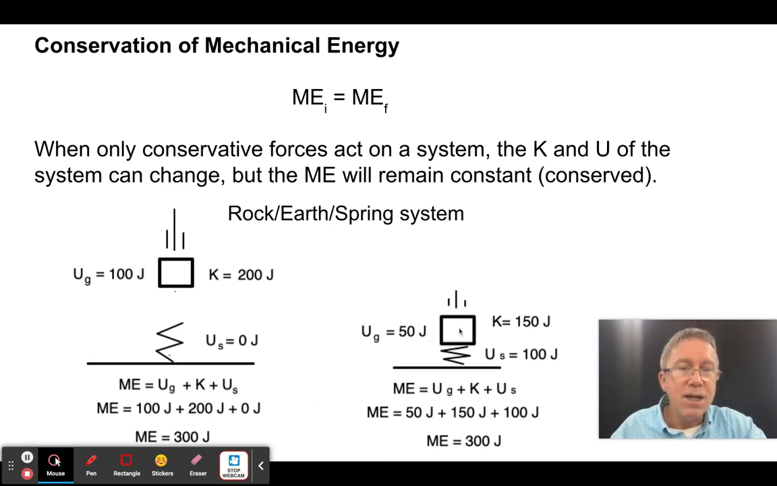So the rock hits the spring and it slows down. What happens is it's now closer to the ground, so it only has 50 joules worth of gravitational potential energy because it's moved closer. The spring is pushing against it, so it's slowed down. Instead of having 200 joules worth of kinetic energy, now it's only got 150 joules worth of kinetic energy. Well, that means I must have 100 joules worth of spring potential energy, because the total is going to be 50 plus 150 plus 100, which is 300 joules. That's the same amount I started with. Since the spring and gravity are both conservative forces, the law of conservation of mechanical energy applies. The amount of energy I started with is equal to the amount of mechanical energy I end with.